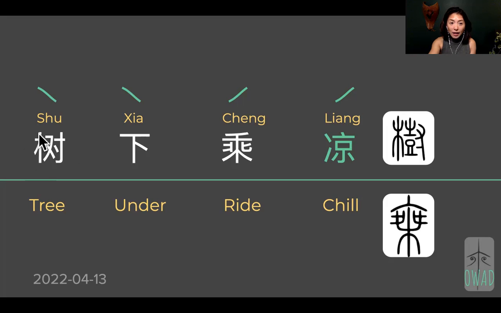Okay, 树. We have a tree symbol, right? Which is a cross with two strokes, like the canopies of the tree. It was originally written like this. So here just means there's a space between the trunk or the canopies of the tree to the bottom. So that's our tree symbol.